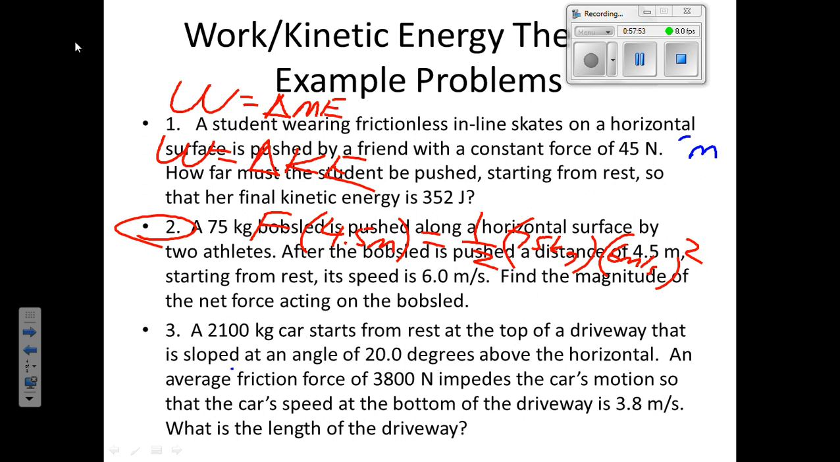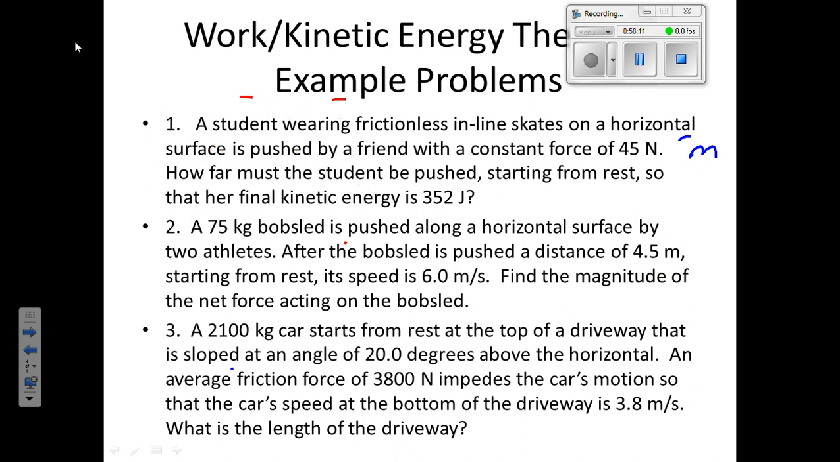You can do work equals change in mechanical energy, or you can do your old kinematic equations. Either way works. Same idea would apply to a problem, let's say like number 1. Problem 1, a student wearing frictionless inline skates on a horizontal surface is pushed by a friend with a constant force of 45 newtons. How far must the student be pushed, starting from rest, so that her final kinetic energy is 352 joules?